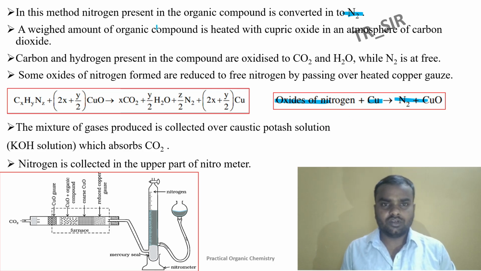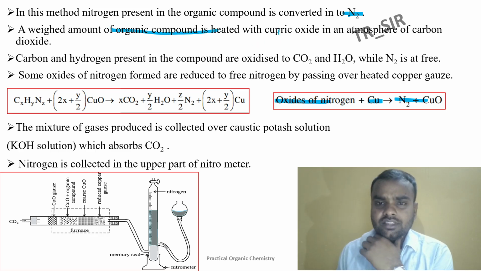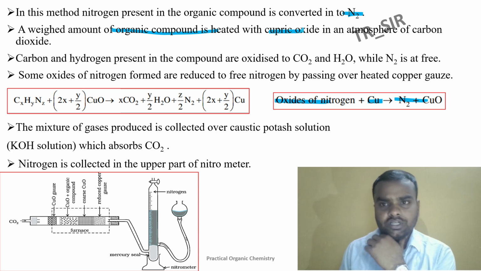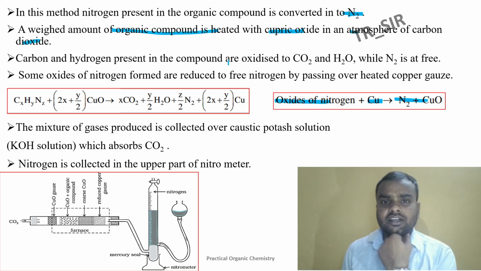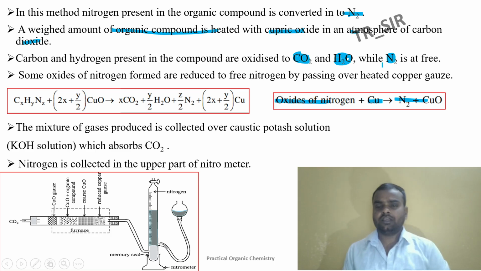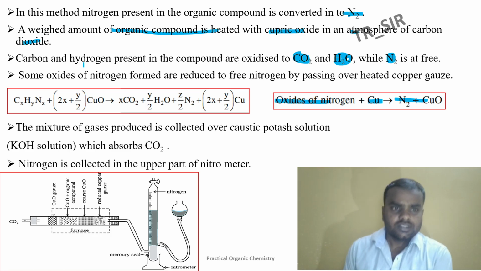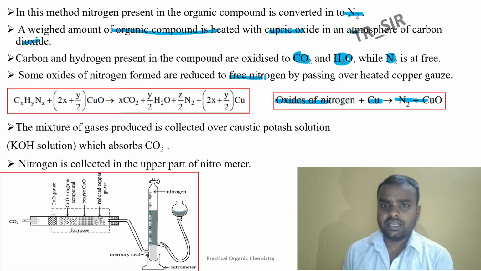Now, a weighed amount of organic compound is heated with cupric oxide in an atmosphere of carbon dioxide. The carbon and hydrogen present in the compound are oxidized to carbon dioxide as well as water, as well as nitrogen. Now, some of the oxides formed are reduced to free nitrogen.